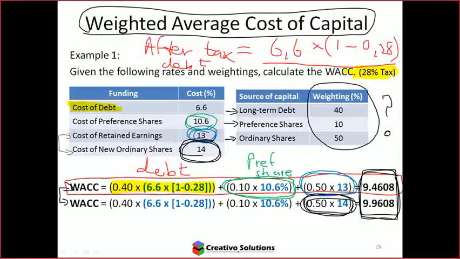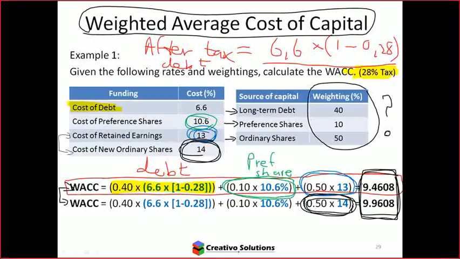The top one is for retained earnings and the other one is for new ordinary shares. Yes, but they're both a measure of costs for the company. Looking at the weighting, 40, 10, and 50.